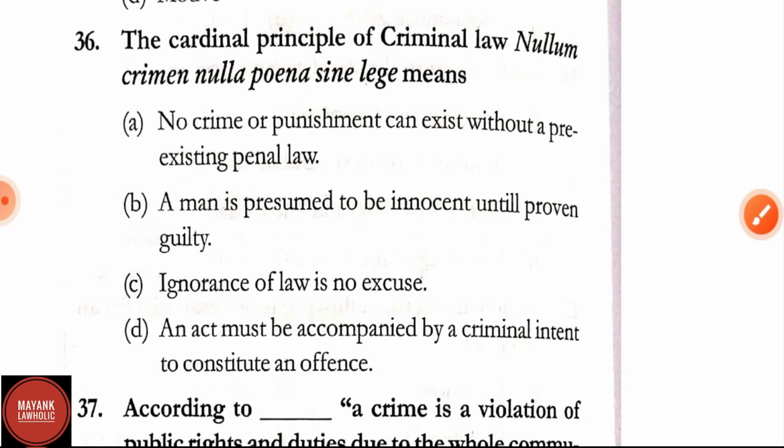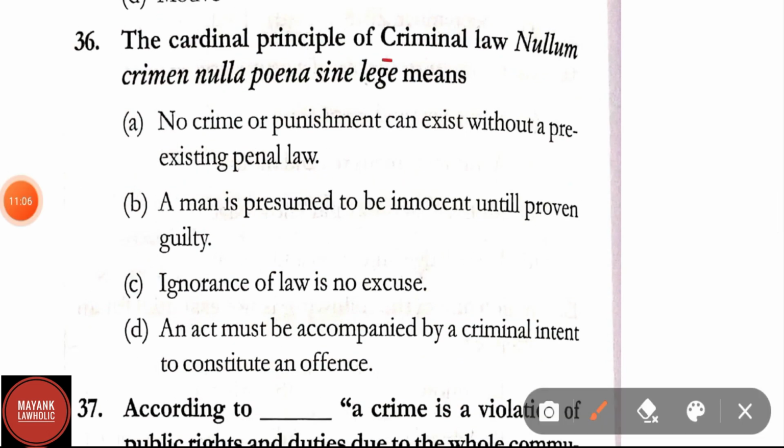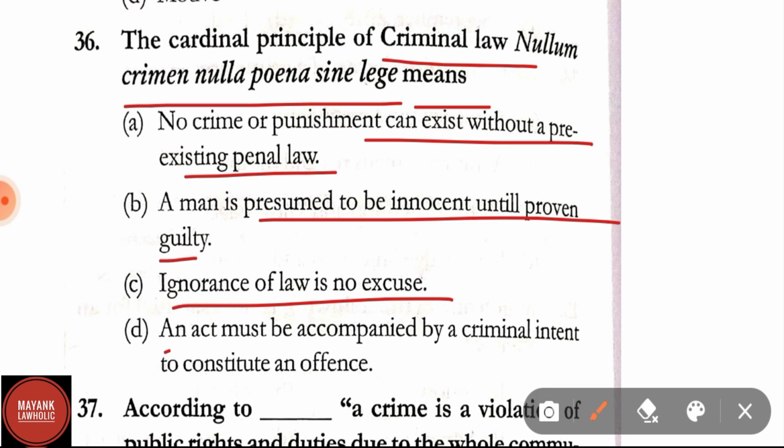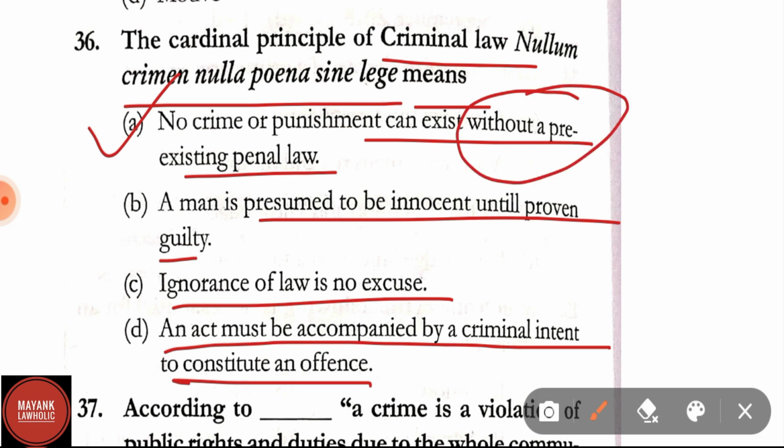Question number 36. The cardinal principle of criminal law, nullum crimen nulla poena sine lege, means: Option A, no crime or punishment can exist without a pre-existing penal law. A man is presumed to be innocent until proven guilty. Ignorance of law is no excuse. Option D, an act must be accompanied by a criminal intent to constitute an offense. Correct answer is option A, that is, no crime or punishment can exist without a pre-existing penal law.